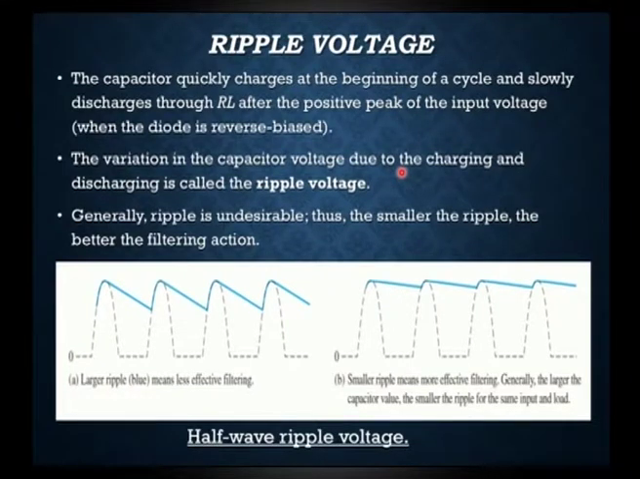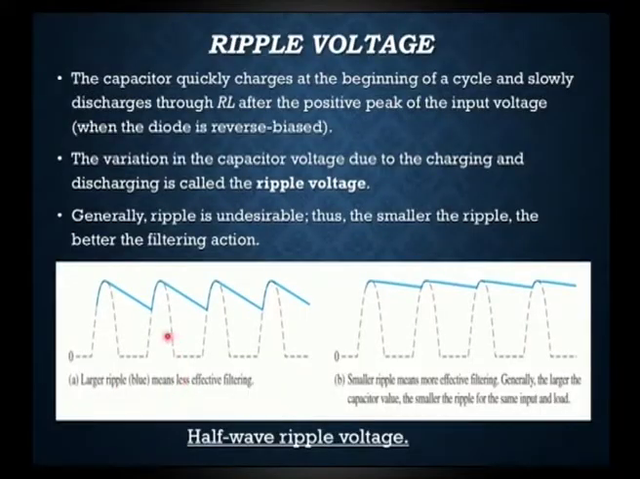Generally, ripple is undesirable. We do not want this ripple. The smaller the ripple, the better the filtering action. A large ripple means a less effective filter. The ripple will be large here, with two slopes, and that is why the filter is less effective. The filter is more effective when the ripple is smaller, as we can observe here.